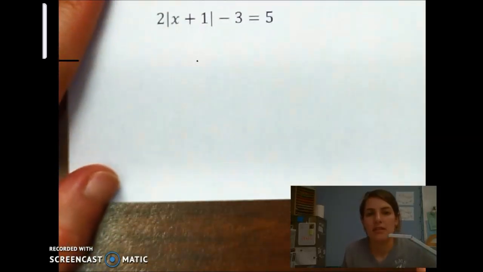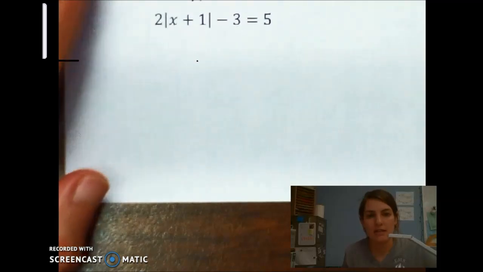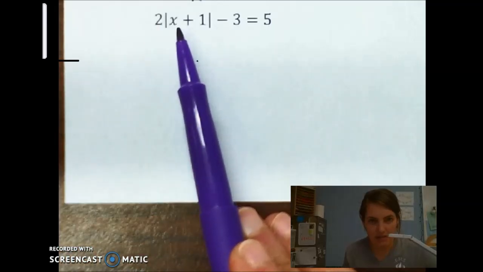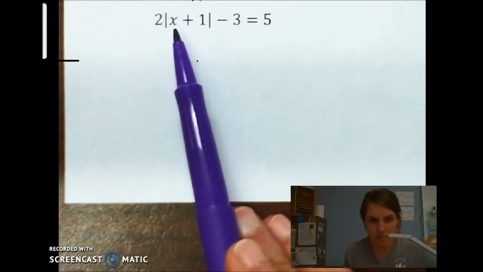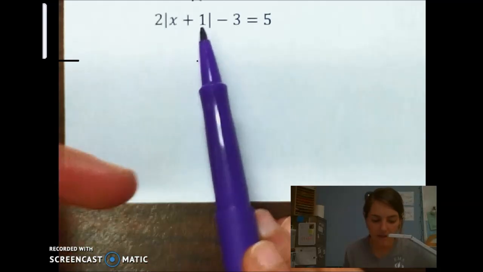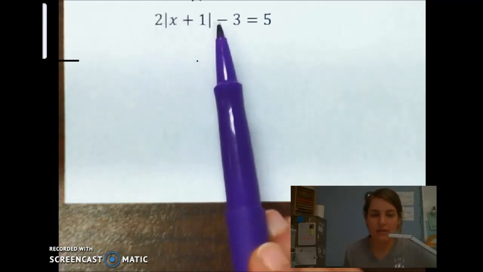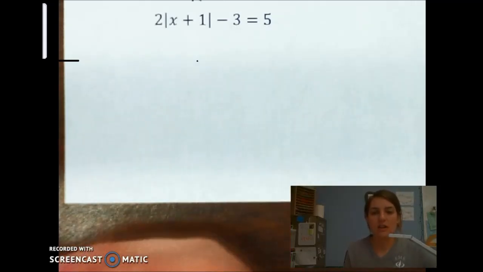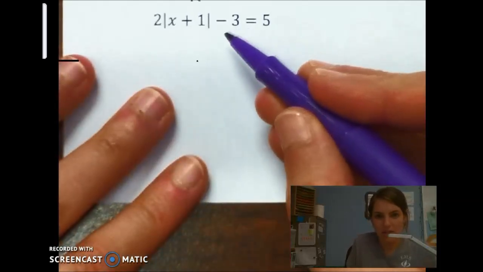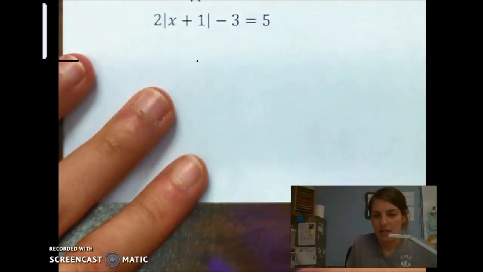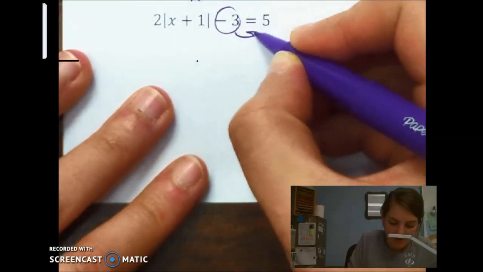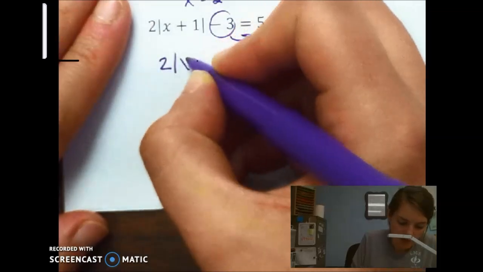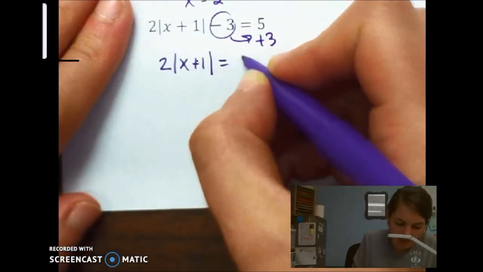So this one is an absolute value, and if we were thinking about what we would do to x, if we knew x, we would do plus 1, then take the absolute value, then we would multiply by 2, and then we would subtract 3, and we would get 5. So again, we got to peel the outermost layer away to work backwards. So the first thing we're going to do is get rid of the minus 3 by adding 3 to the other side. So then we have 2 absolute value of x plus 1 equals 8.